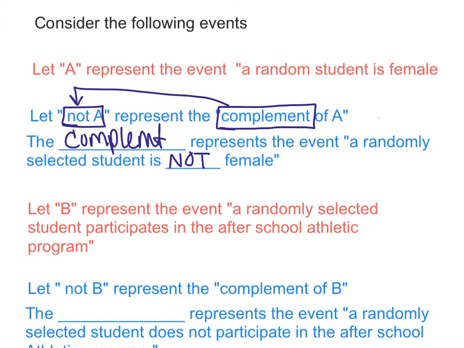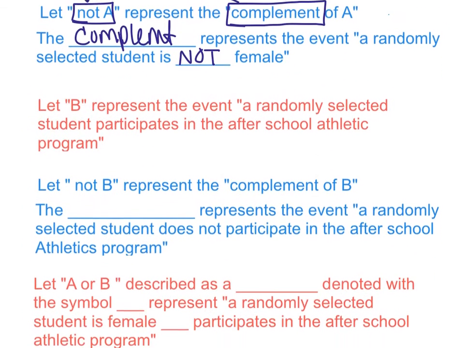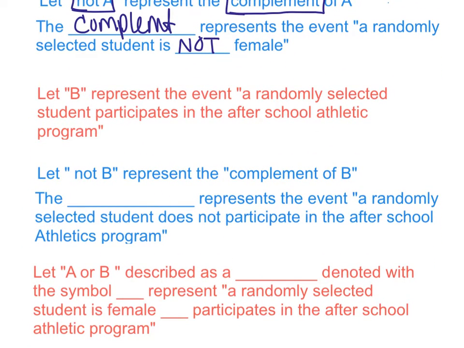Let B represent the event a randomly selected student participates in the after-school athletic program. Therefore, let not B represent the complement of B. So the complement of B represents the event a randomly selected student does not participate in the after-school athletics program.